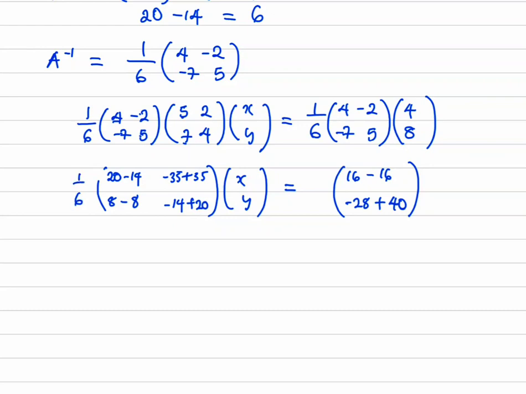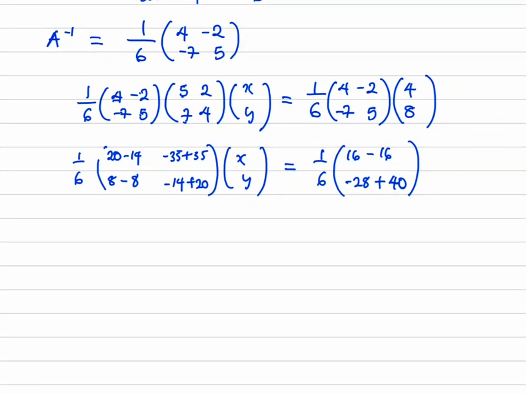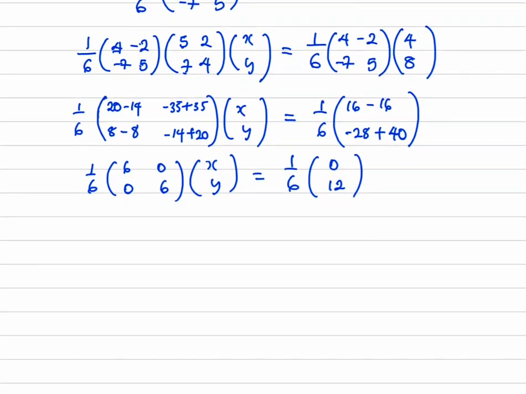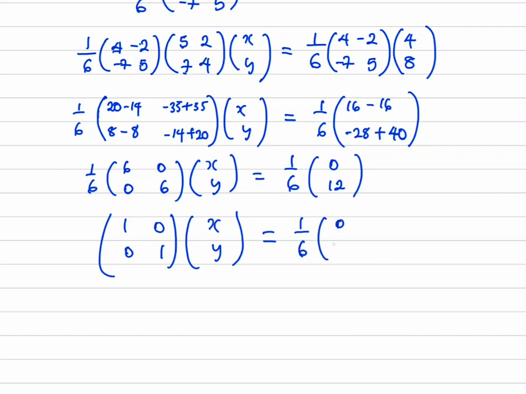So you have your 1 over 6 and you have your 1 over 6 here. So now this is going to be 1 over 6 into, of course, 6, 0, then 0, 6, then x, y is equal to 1 over 6. We have 0, then we have 12. Good. Now, check it out. When we multiply, we are going to have 1, 0, 0, 1. Of course, that is the identity matrix I told you about. This x, y is equal to 1 over 6, then 0, and 12, which gives 0 and 2.